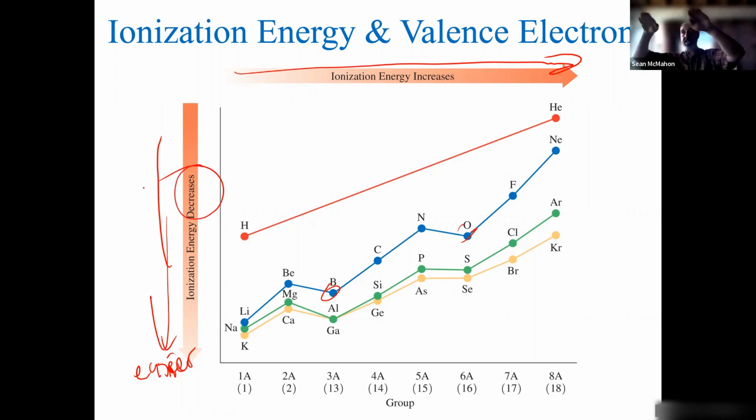If I go left to right, now I'm in the same shell, but there's more protons pulling on that shell, so there's a contraction. So now, compared to the nucleus, the shell's closer. It's harder to remove those electrons, so it increases.